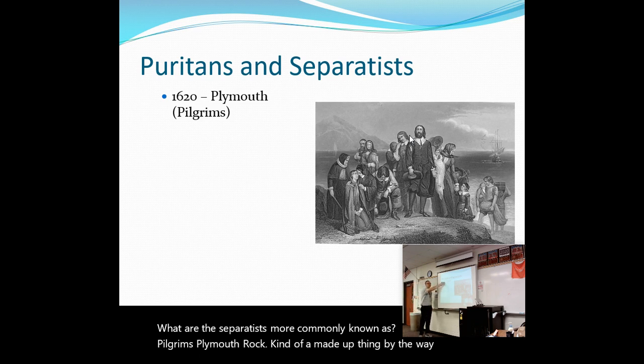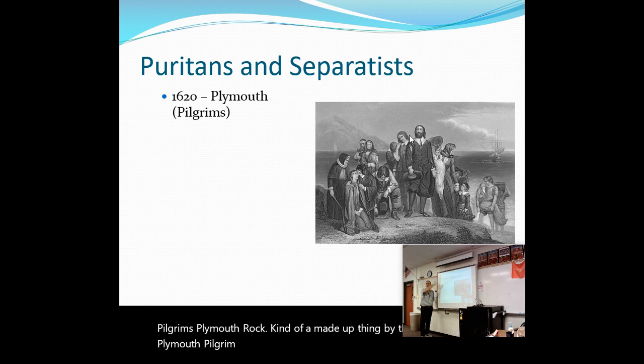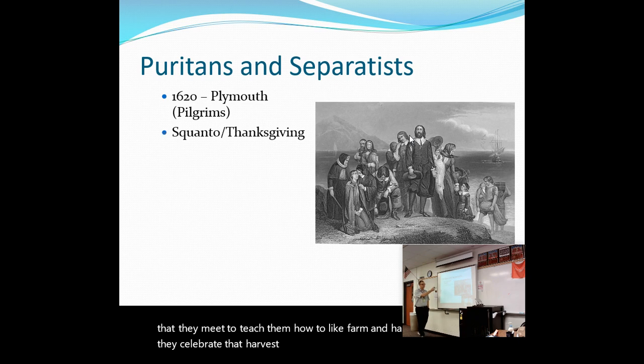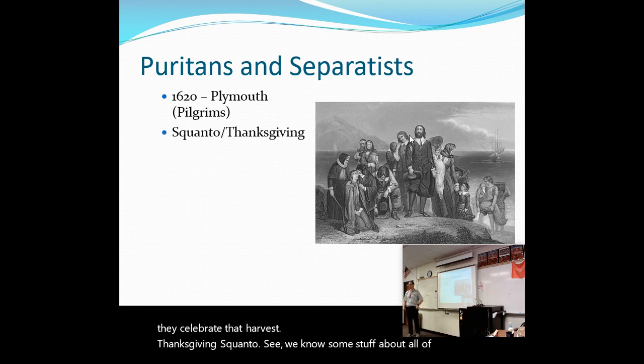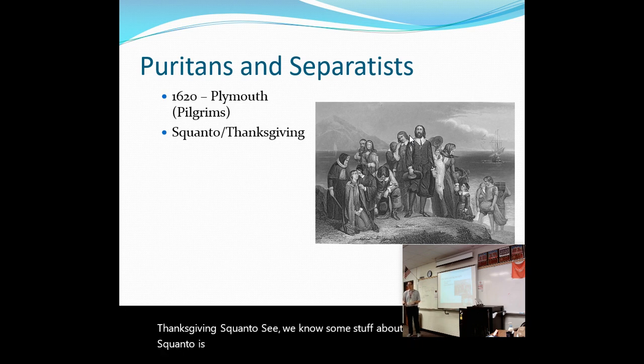Plymouth Rock, kind of a made-up thing, by the way. But Plymouth, Pilgrims, 1620, and I guarantee you know the friendly Indians that they meet, who teach them how to farm and harvest, and then they celebrate that harvest. Thanksgiving. Squanto. See, we know some stuff about all of this. Squanto is with the Wampanoag tribe, if you're curious. But hey, we have some more friendly relations.